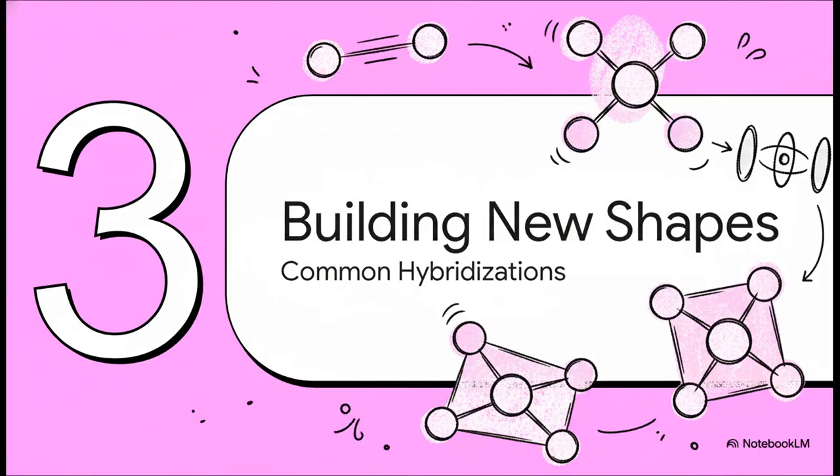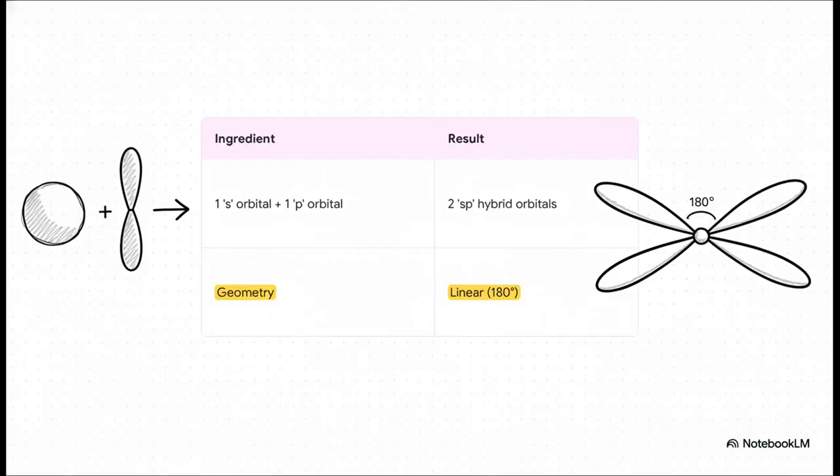Okay, so let's actually see how this idea helps us build the common molecular shapes we see all the time. We're going to look at the 3 most common types of hybridization. First up, we have sp hybridization. We mix one s orbital and one p orbital. And what do we get? We get 2 brand new sp hybrid orbitals, and they point in exact opposite directions, creating a perfectly straight, linear shape with a 180-degree angle.